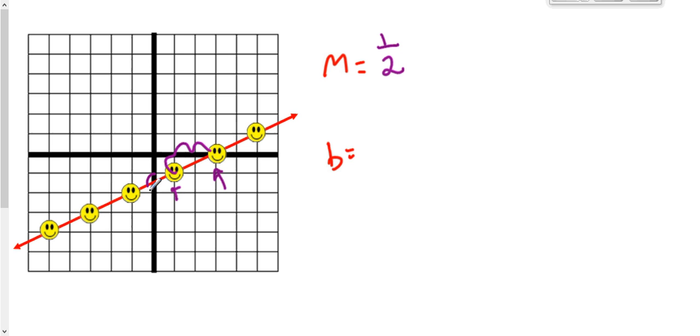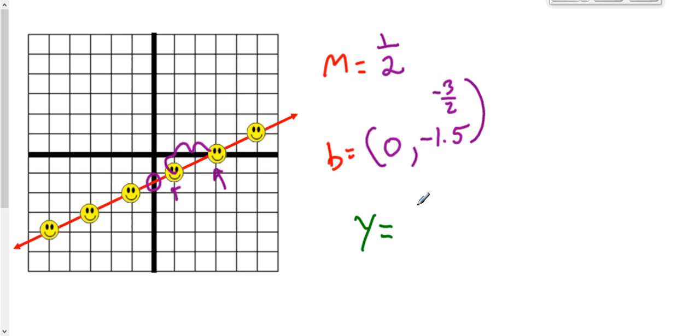Where we cross the y-axis, we're going to have to do a little bit of estimation. X is 0. And if it was me, I would estimate this as negative 1.5. You could write it as a fraction, negative 3/2 if you so choose. Write our equation. We have 1/2 x minus 1.5.